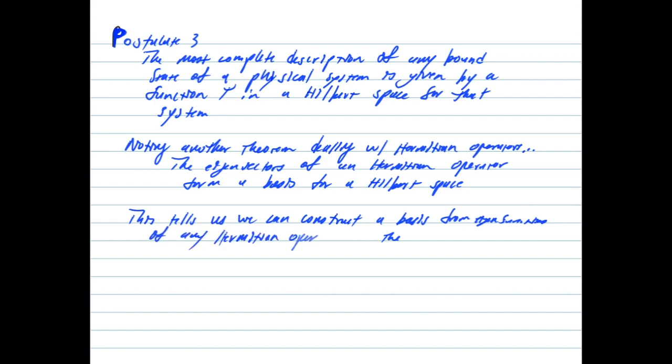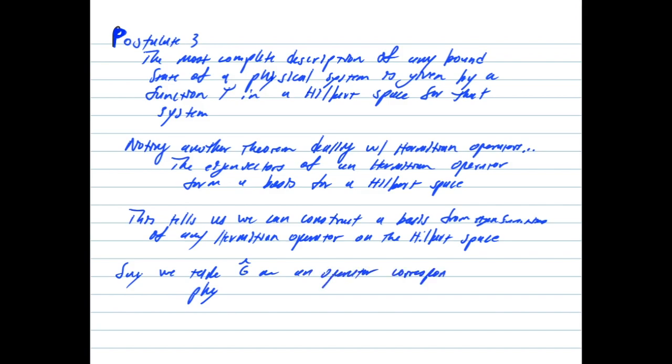Noting another theorem dealing with Hermitian operators, we can say that the eigenvectors of a Hermitian operator form a basis for a Hilbert space. This tells us we can construct a basis from eigenfunctions of any Hermitian operator on the Hilbert space. So say we take capital G hat as an operator corresponding to some physical observable G, then all possible values of G are given by the various eigenvalues of the operator capital G hat.